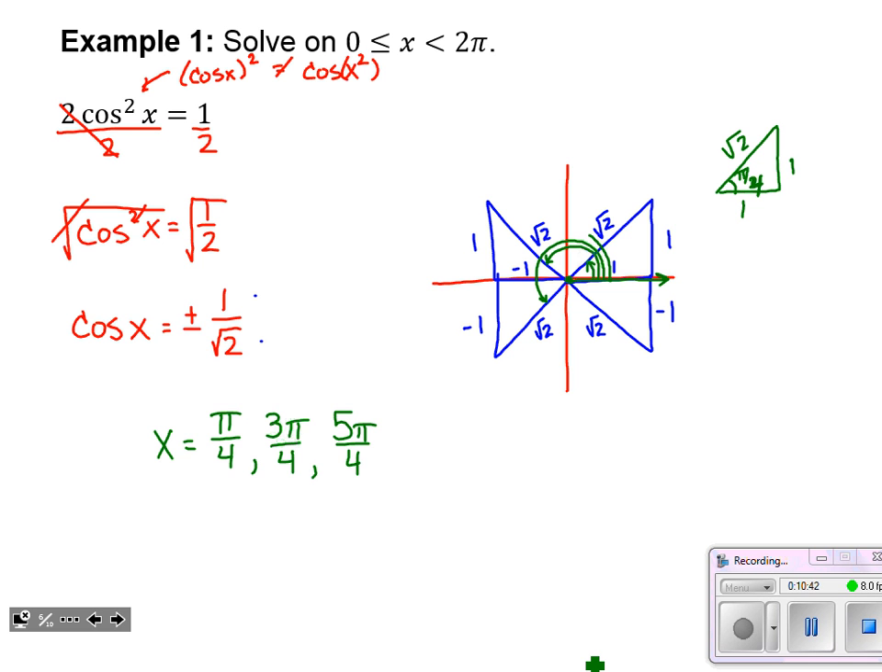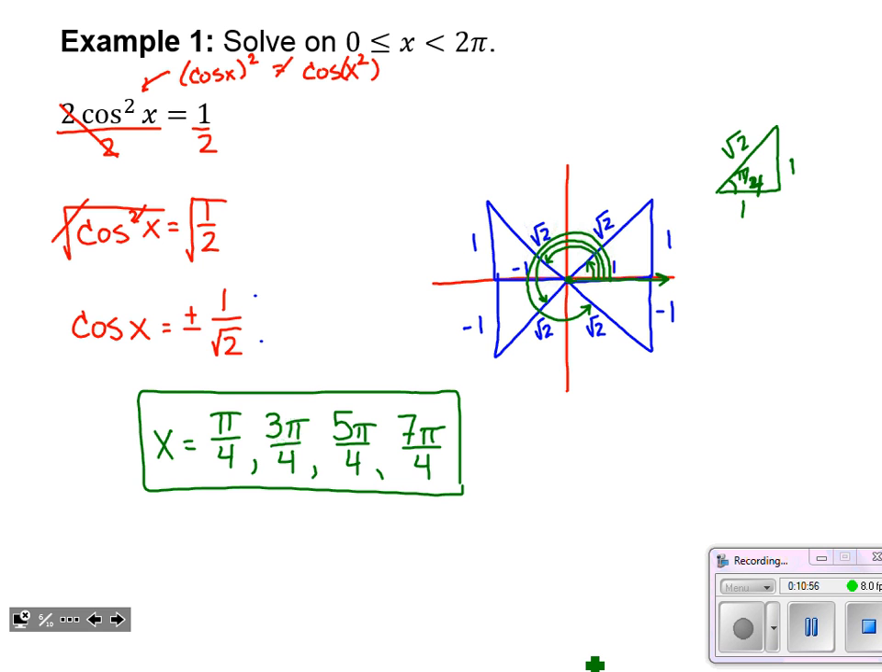And my final solution, I am pi over 4 radians, 1 reference angle short of a full 2 pi radian circle. That's 7 pi over 4. So we have 4 solutions for this equation.